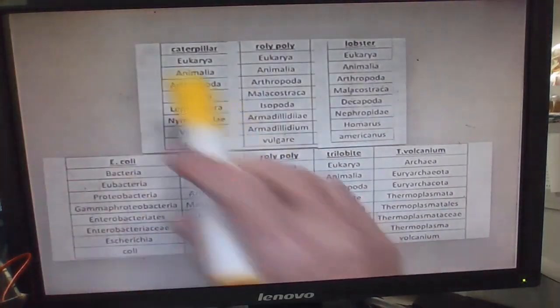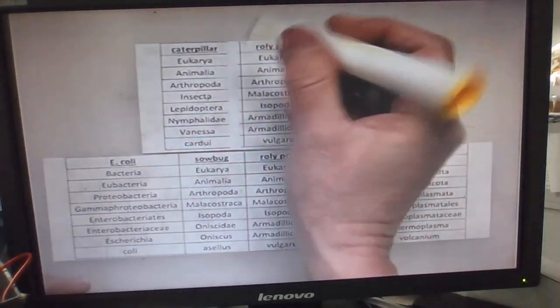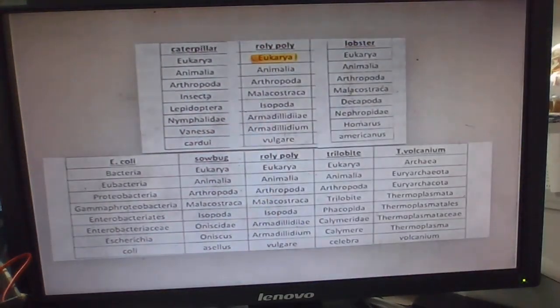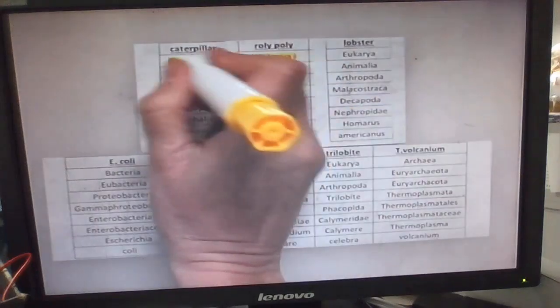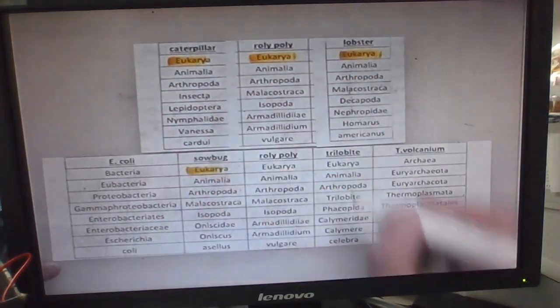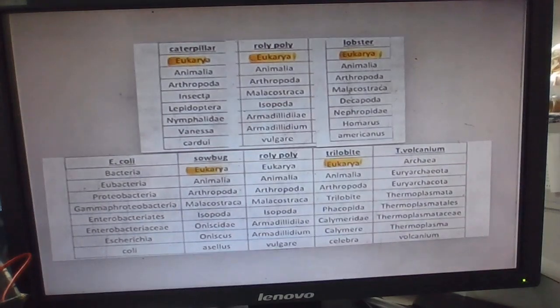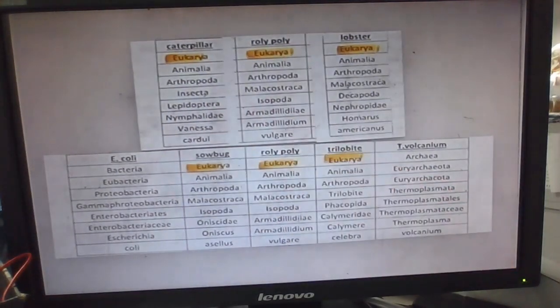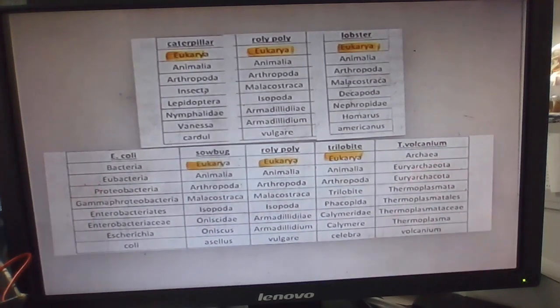So this first line right here represents domain. Roly-poly is in the domain Eukarya. So is the caterpillar. So is the lobster. So is the sowbug. So is the trilobite. So I'm going to highlight roly-poly again just so we're on the same page. E. coli and T. volcanium are not in the same domain. In fact, they're not even in the same domain as each other.